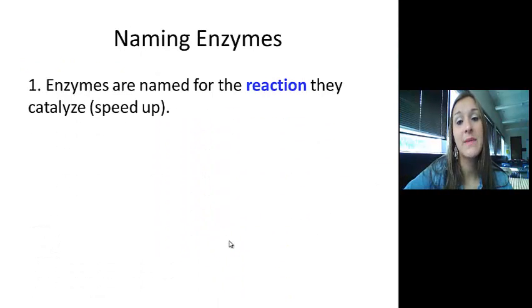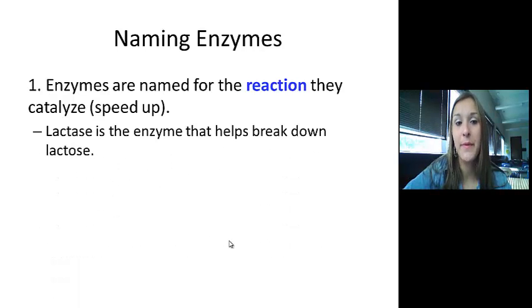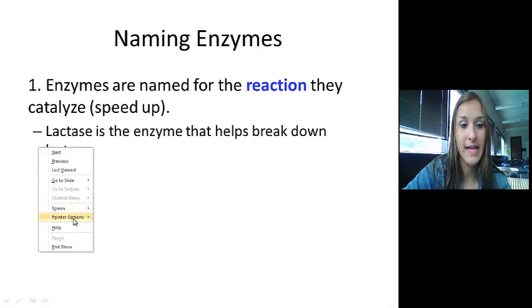When we look at enzymes and their names, usually they're named for the reaction that they're speeding up. So for example, lactase is the enzyme that helps break down lactose. They're named very similar. Remember, we learned earlier, anything ending in -ose is a sugar. This is the sugar that's found in milk. So if you're lactose intolerant, you do not have this enzyme lactase. Something is missing in your body, and it is lactase.